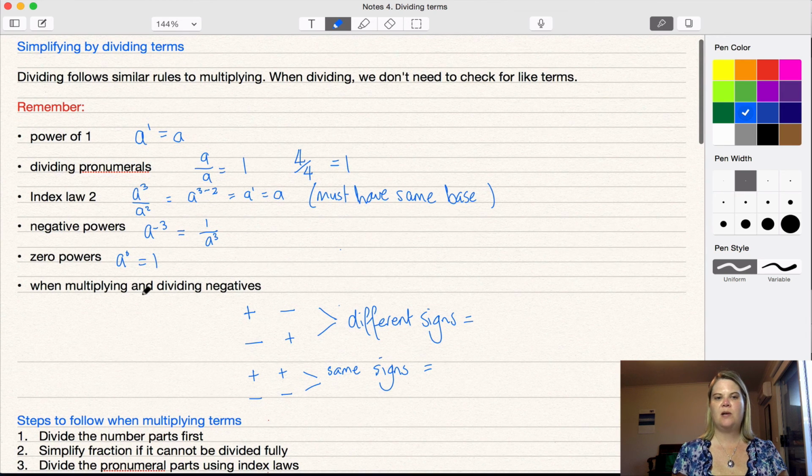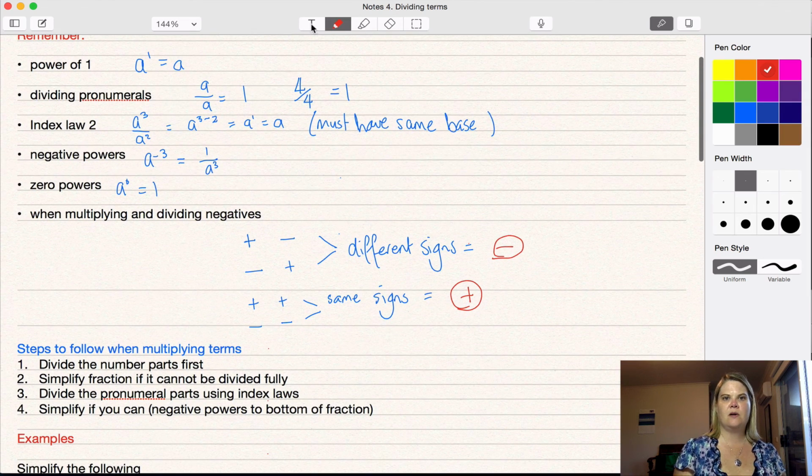When you are multiplying and dividing negatives, it's the same as what we talked about with multiplying. Different signs, a plus and a minus or a minus and a plus, when you're dividing, will give you a negative. Same signs, a plus and a plus or a minus and a minus, remember this is the one everyone forgets about, will give you a plus.